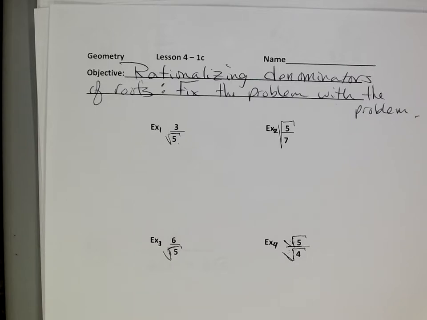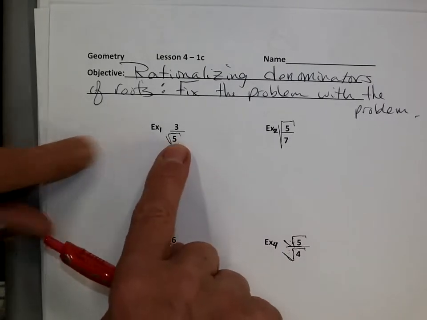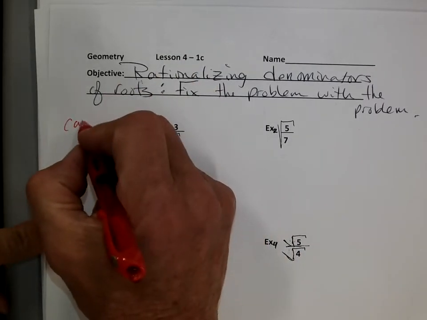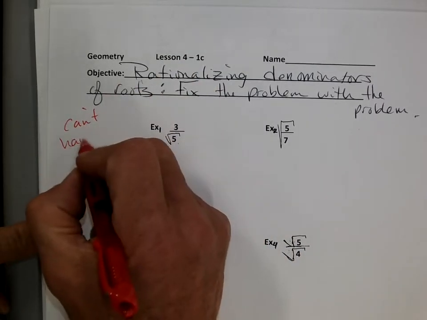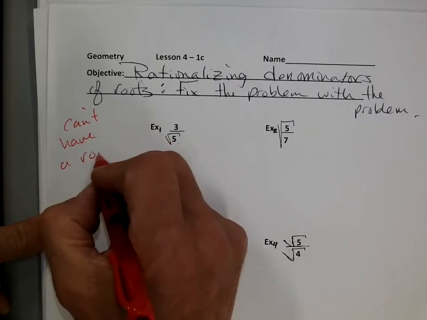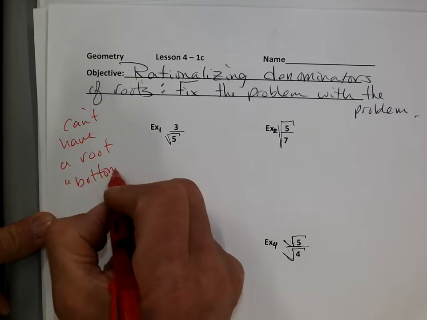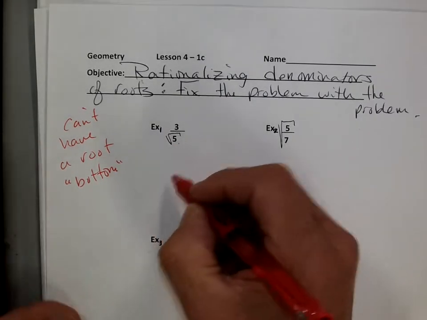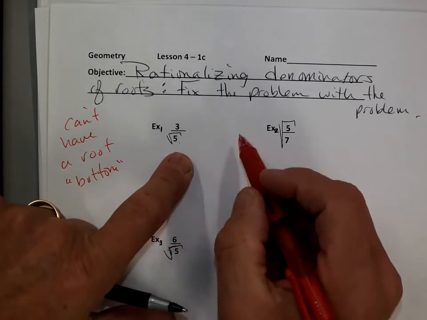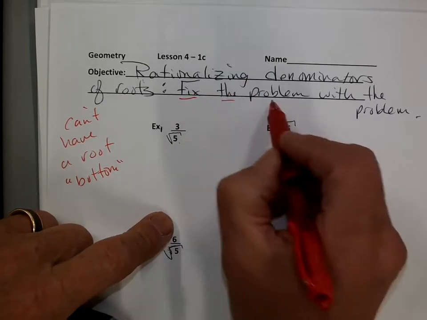So, if the problem is the square root at the bottom, you can't have a root in the denominator. We'll say the bottom for you, okay? But it's called the denominator. You got to get rid of the square root of 5. So how do you get rid of the square root of 5? You fix the problem with the problem.